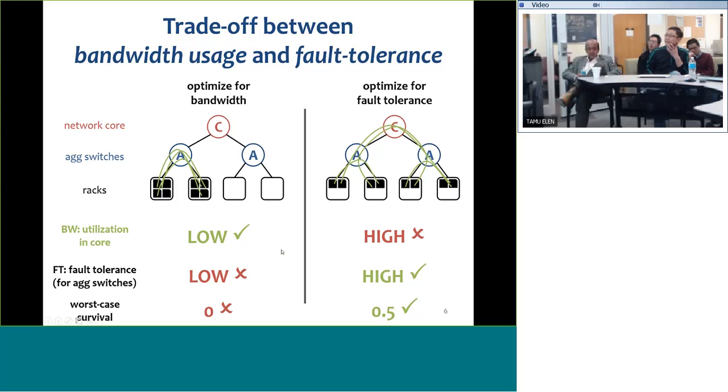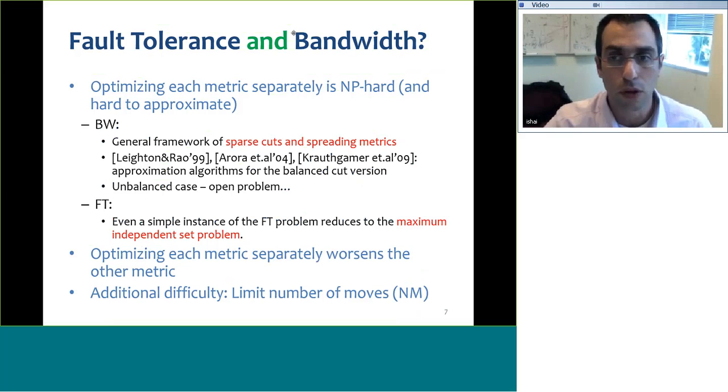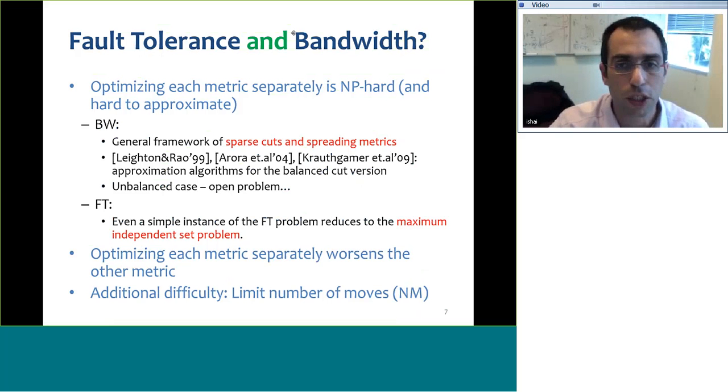Okay, guys, thanks for the great questions. So just a bit about the algorithmic context. If you want to optimize for both, and I'll be more formal later on, fault tolerance and bandwidth, each problem separately is NP-hard and actually belongs to those problems that are hard to approximate.